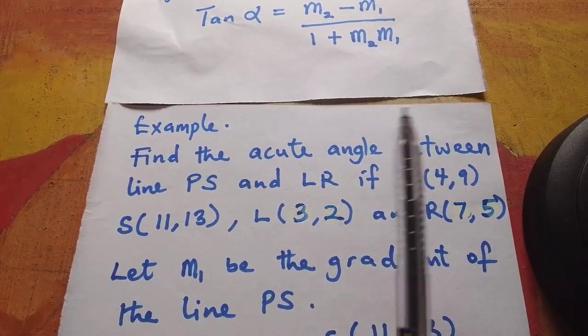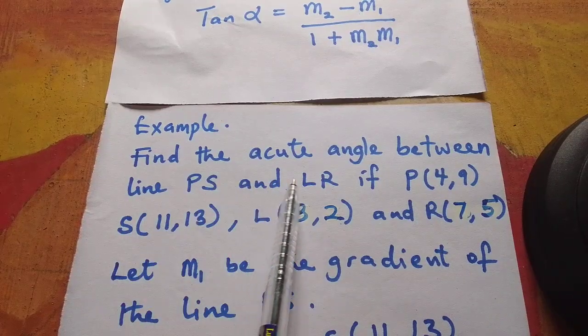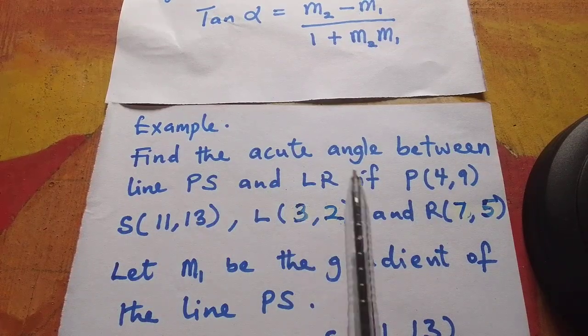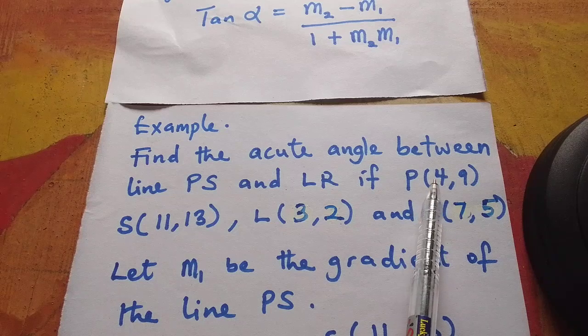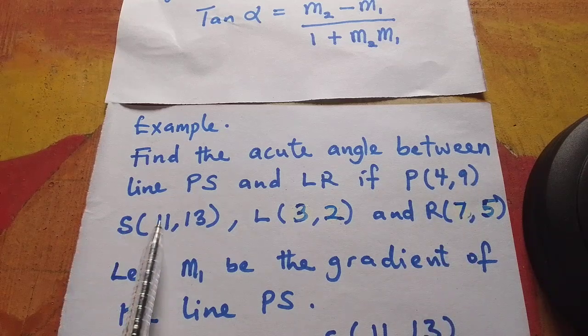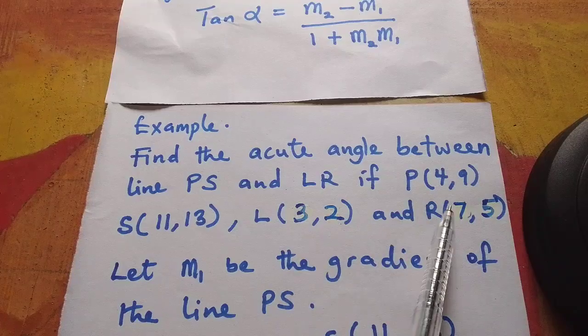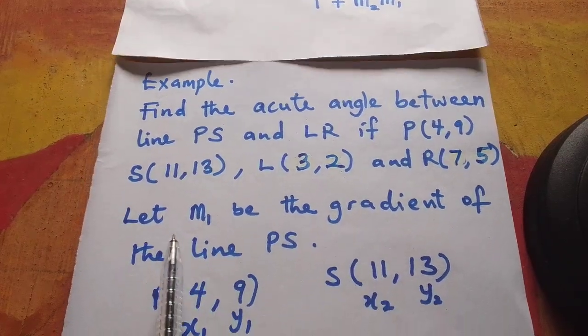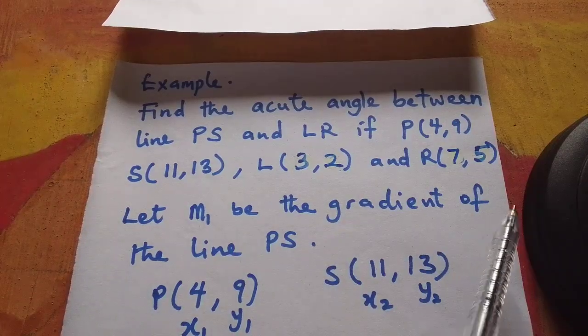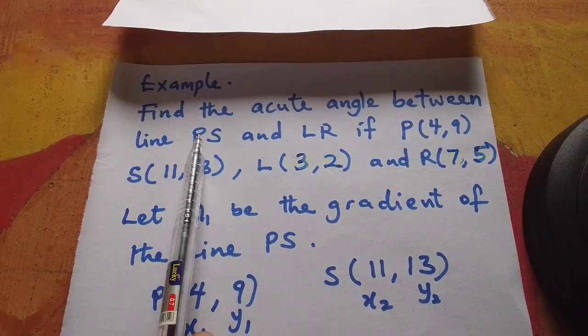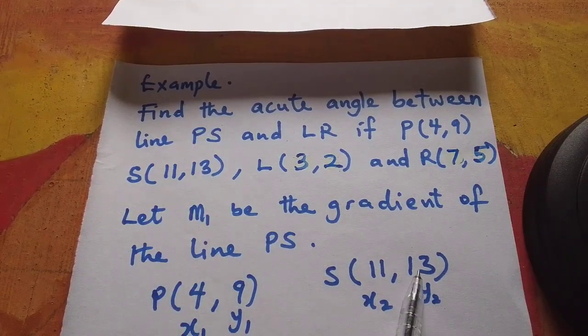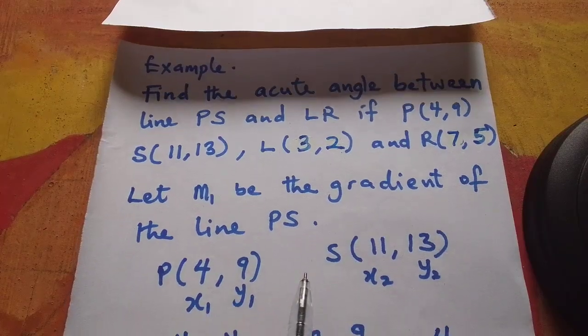Find the acute angle between lines PS and LR, if the coordinates of P are 4, 9, S is 11, 13, L is 3, 2, and R is 7, 5. Now let m1 be the gradient of the line PS. These are their coordinates.